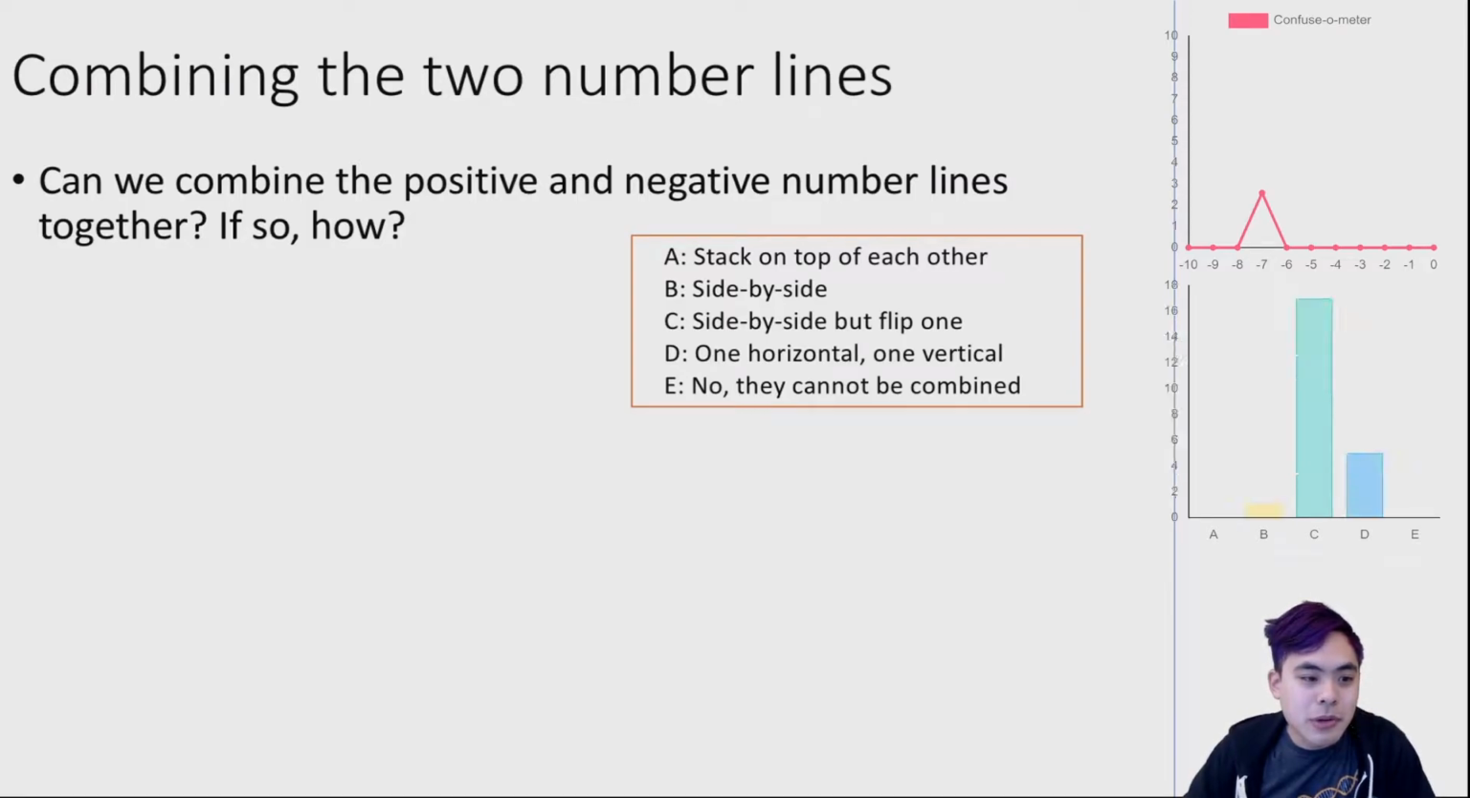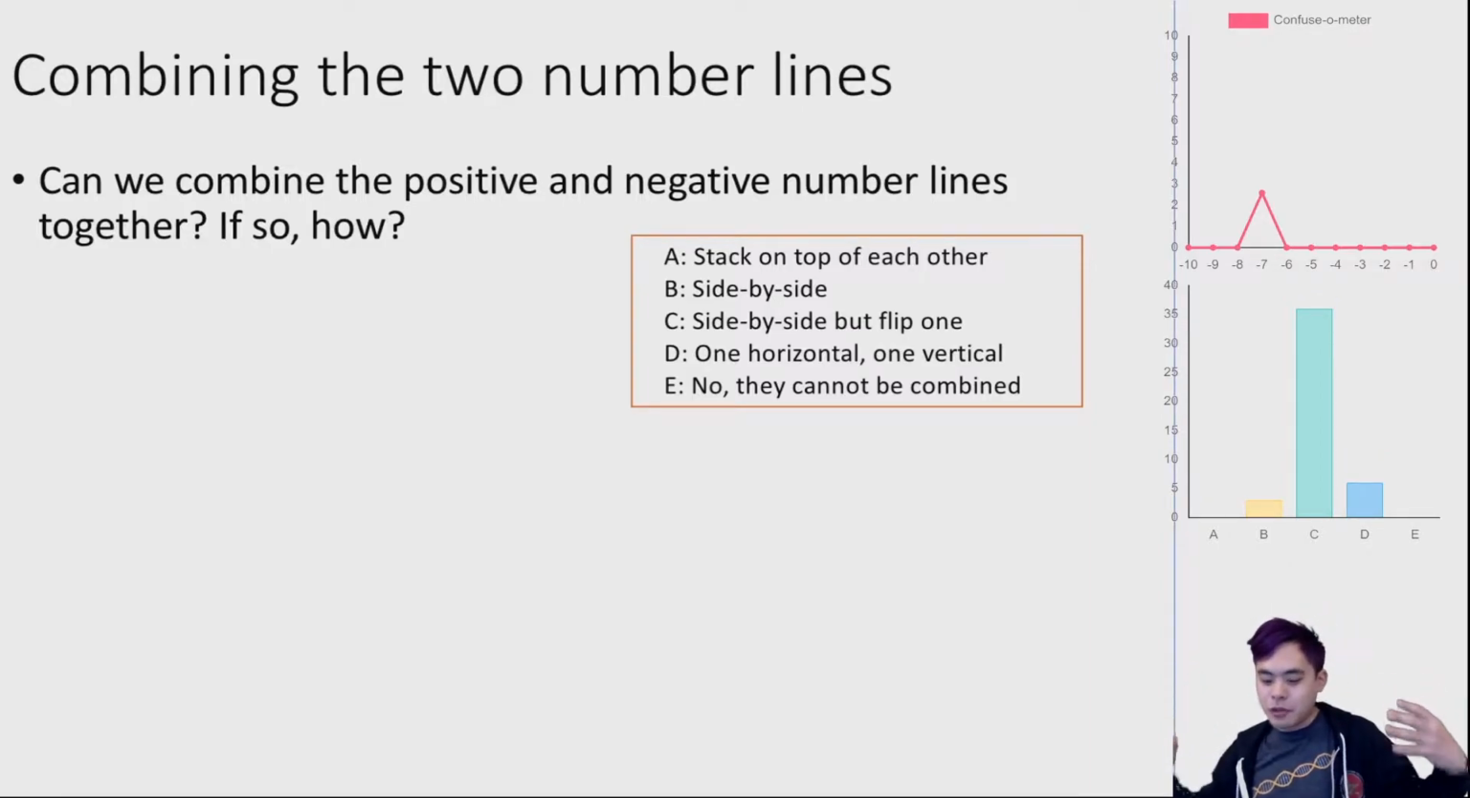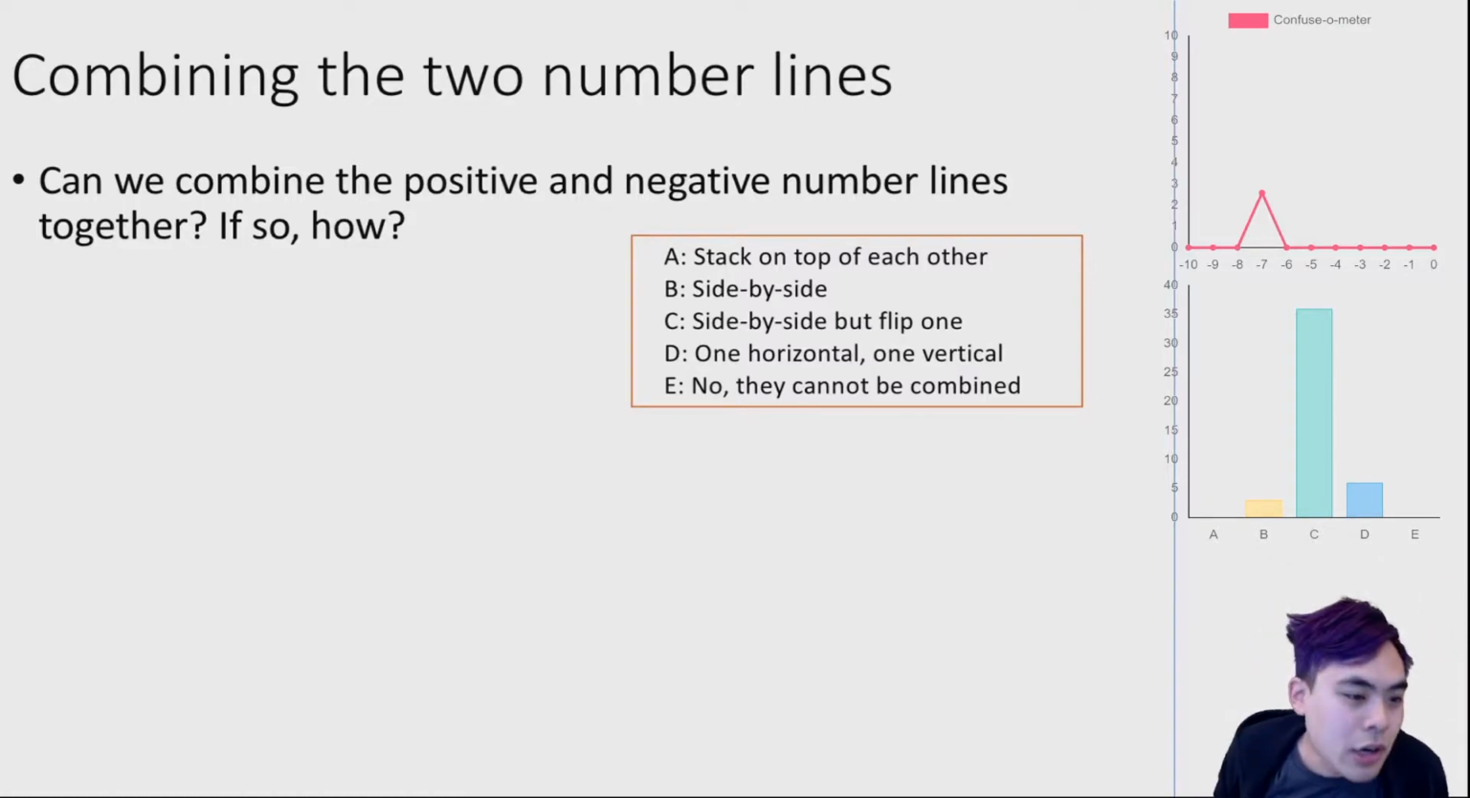Okay, so let's see what people are thinking. Okay, so a lot of people, so this is in some sense something that many of you have already seen before, right? So you've probably seen the number line before where you have the positive numbers going off one way and the negative numbers going off the other way.